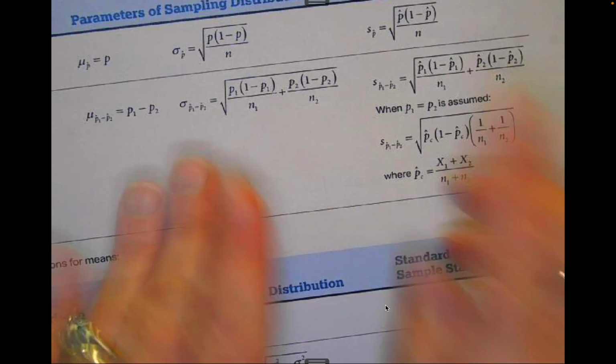Again, this is an estimate of the standard deviation. The standard deviation is trying to tell you how far away those p hat 1 minus p hat 2 values are from the true difference, p1 minus p2. So this is just estimating that.